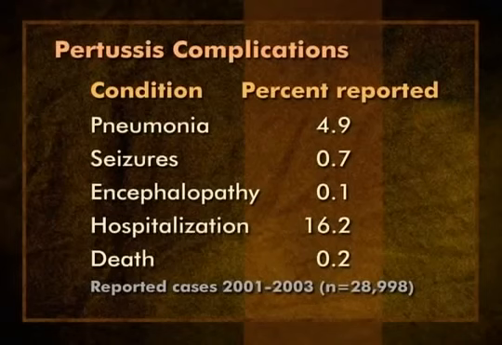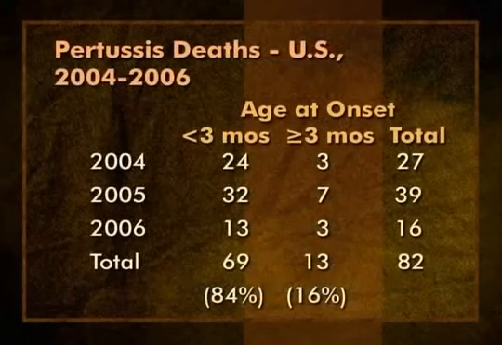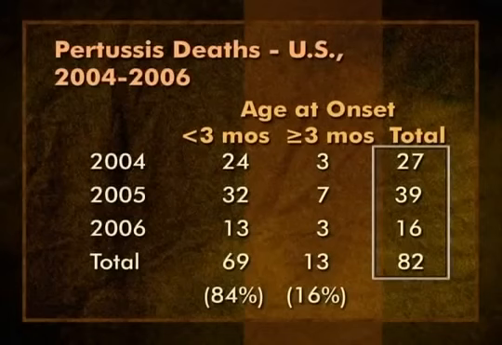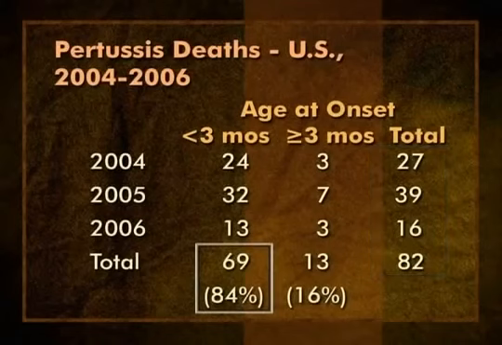The frequency of complications of pertussis varies inversely with age. The most severe disease and complications are reported among infants and young children. From 2004 through 2006, 82 pertussis-related deaths were reported to CDC: 27 in 2004, 39 in 2005, and 16 in 2006. Of these 82 pertussis-related deaths, 69, or 84%, were infants younger than 3 months of age. In contrast, this age group accounts for less than 10% of reported cases.